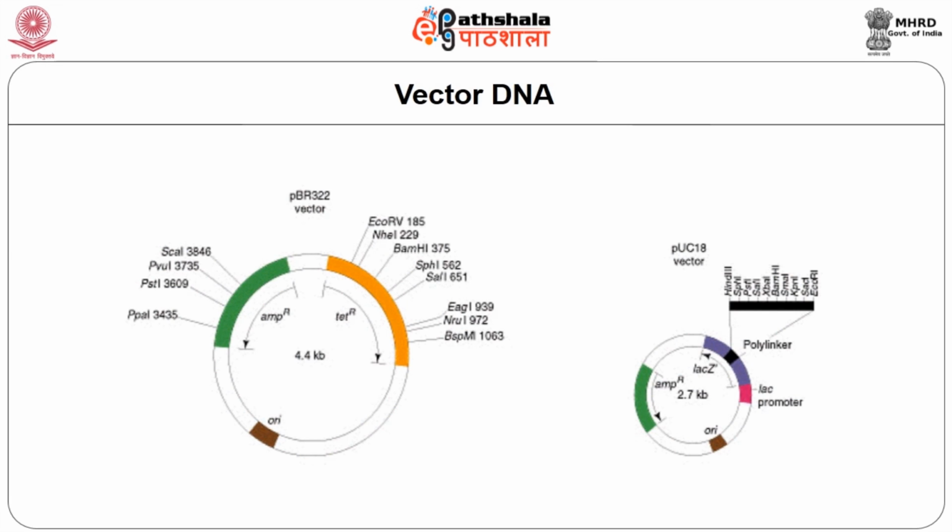A representative figure of two commonly used plasmids is now displayed on your screen. These are pBR322 and pUC18. In both these plasmids, several restriction enzyme sites are present in sequences called polylinker sites. pBR322 and pUC18 are commonly used vectors for the insertion of DNA molecules up to 20 kilobases long.